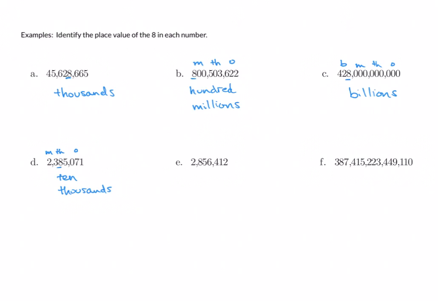All right, example E, we have the 8. This is in the leftmost column of the period. So this is going to be 100. And then the period name, we have 1,000, million. So this is in the 100 thousands column.